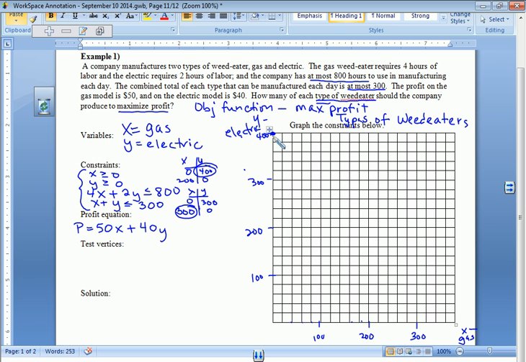Okay, so go ahead and graph these using your intercepts. And having an accurate graph is essential to getting these problems right. So if you don't have a straight edge, you probably want to borrow one.